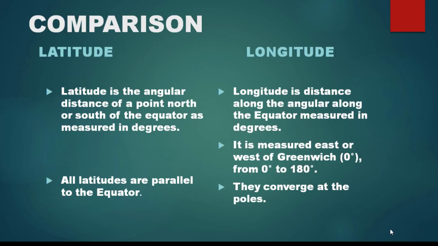So let's compare latitudes and longitudes. Latitude is the angular distance of a point north or south of the equator as measured in degrees, whereas longitude is the distance along the equator measured in degrees. It is measured east or west of Greenwich from 0 degree to 180 degree. All latitudes are parallel, whereas longitudes converge at a point called the pole.